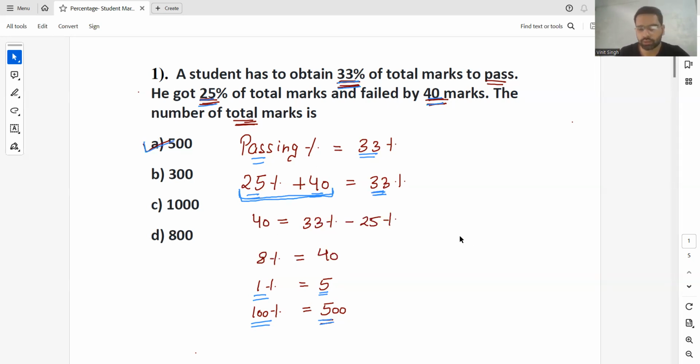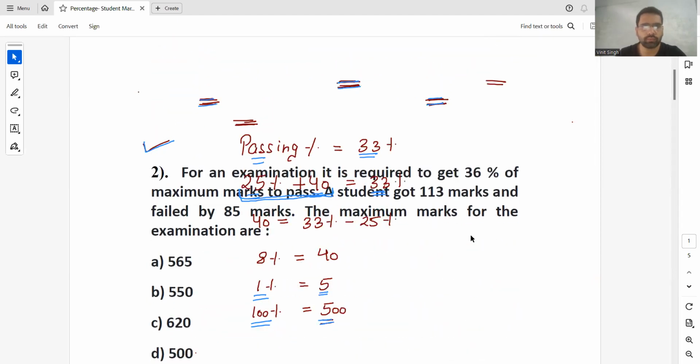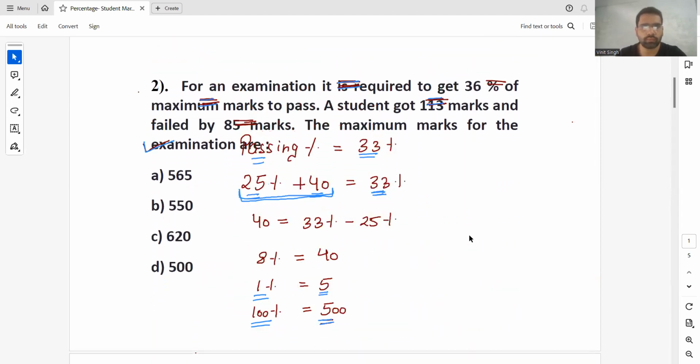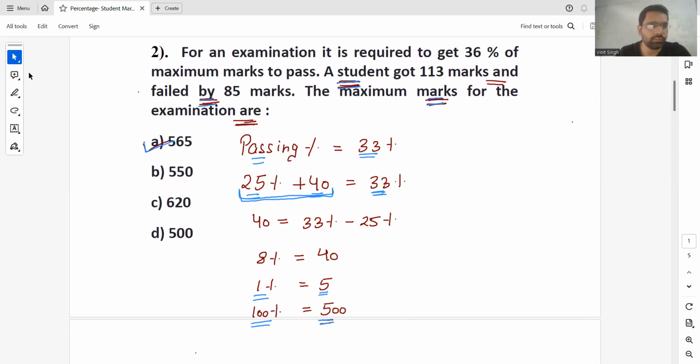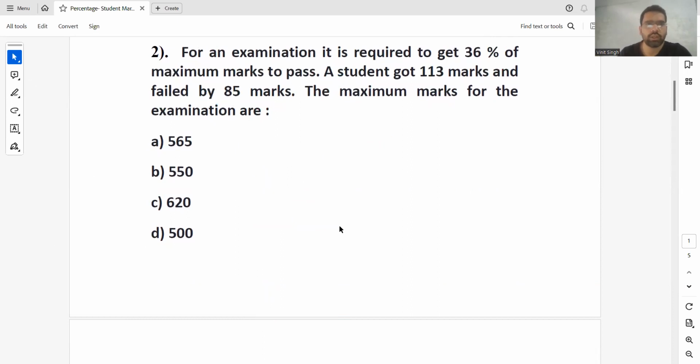Now move to the next question. For an examination, it is required to get 36% of the maximum marks to pass. A student got 113 marks and failed by 85 marks. Find the maximum marks for the examination. Same question is there. A student gets 113 marks.